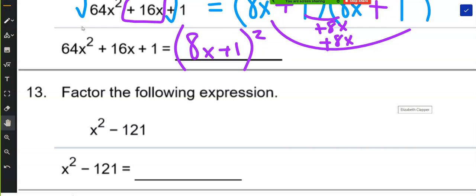Question 13. Is this one a difference of squares or is it a perfect square trinomial? You're right. It is a difference of perfect squares. We're subtracting, and you've got a perfect square in the front and the end. So, factor it. Go. Since we decided it was a difference of perfect squares, we could take the square root of each one of these. What's the square root of x squared?